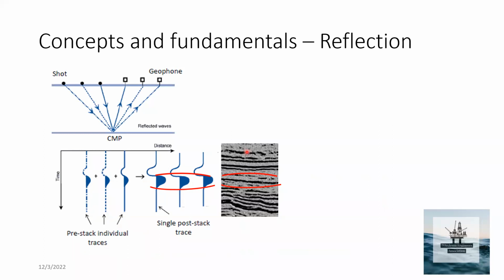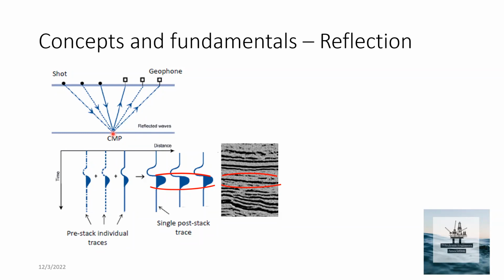The reflection itself. So this is a very important slide. If we have a look at this figure, we have the shot and the receiver, or detector, or geophone. So this is the first reflection, received, second reflection, and received, third reflection, and received. The point where the reflection occurs is called the common midpoint.